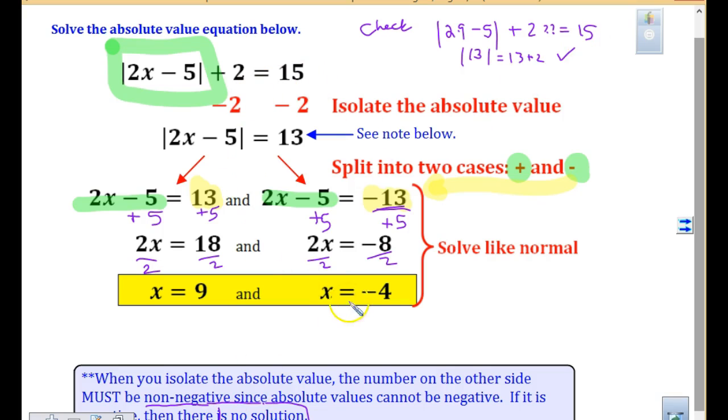What if I check it with negative 4? Absolute value of 2 times negative 4 minus 5. This would give me negative 8, so inside that absolute value, I have negative 8 minus 5. Someone said, does an absolute value make them both positive? You're still doing negative 8 minus 5. You can't change it to negative 8 plus 5. This is the absolute value of negative 13. How far is negative 13 from 0? 13. So 13 still plus 2 equals the 15. So it works in both cases.